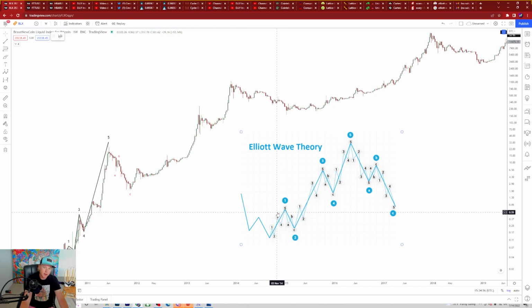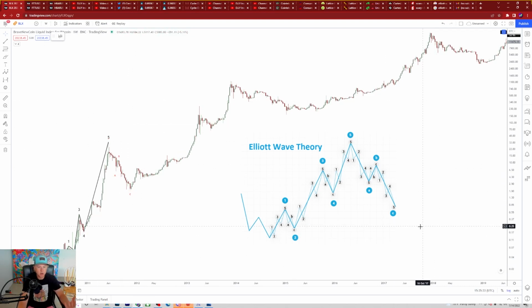After the top of a wave 5, that completes an impulse, and then we get an ABC correction back down. There's multiple different kinds of corrections, but as a rule of thumb, to make it simple for people that maybe don't understand, we're just going to draw ABCs, right? And so this is what an impulse looks like. We have 3 sets of impulse waves, then we have a corrective wave, and that completes our first impulse, right? And so that would be down here. 1, 2, 3, 4, 5. 1, 2, 3, 4, 5. ABC, ABC. That would be wave 1. This entire move from 5 cents to $32 back down to $2, that would be our wave 1.